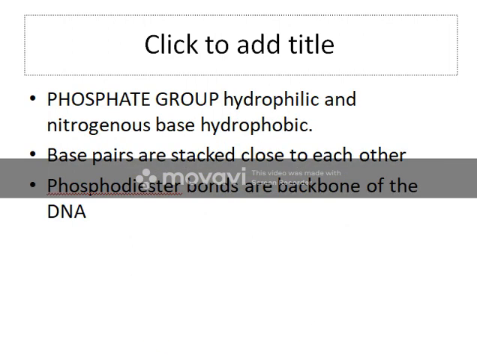So the Watson and Crick model has the phosphate group, which is hydrophilic in nature. The phosphate groups contribute to the hydrophilicity, whereas the nitrogenous bases contribute to the hydrophobic nature. So the nitrogenous base pairs are hydrophobic, so they are stacked inside, whereas the phosphate groups are present outside, so that their hydrophilicity helps in the arrangement. At the same time, the phosphodiester bonds present in the DNA act as the backbone of the DNA.